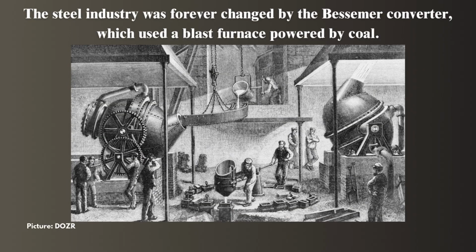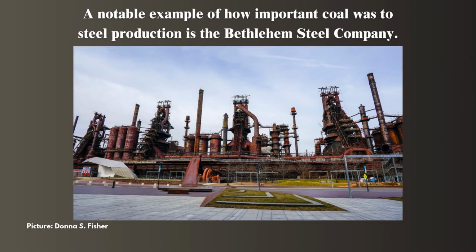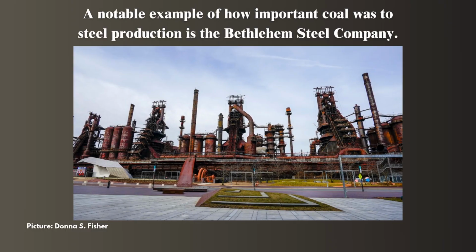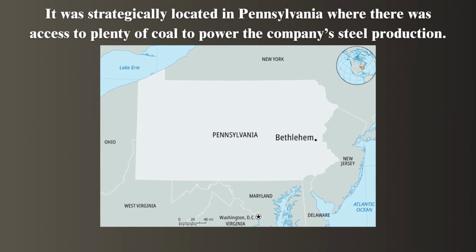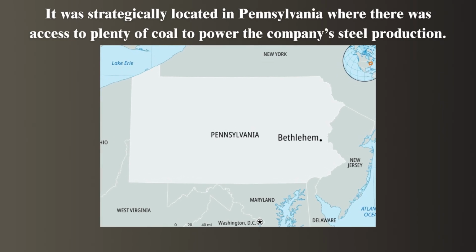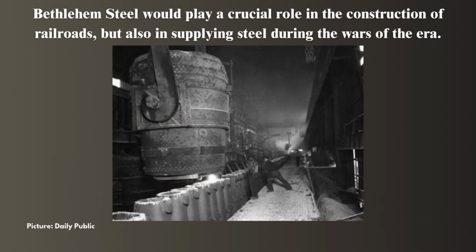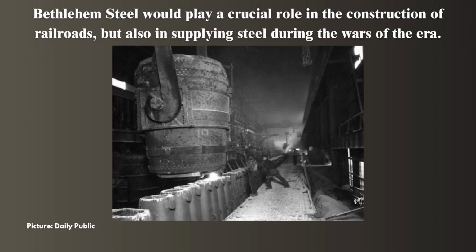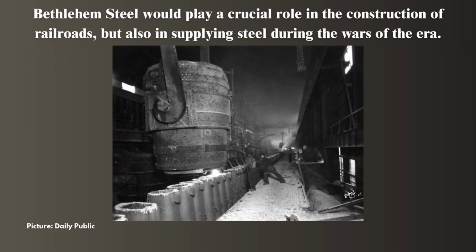The steel industry was forever changed by the Bessemer converter, which used a blast furnace powered by coal. A notable example of how important coal was to steel production is the Bethlehem Steel Company. It was strategically located in Pennsylvania, where there was access to plenty of coal to power the company's steel production. Bethlehem Steel would play a crucial role in the construction of railroads, but also in supplying steel during the wars of the era.